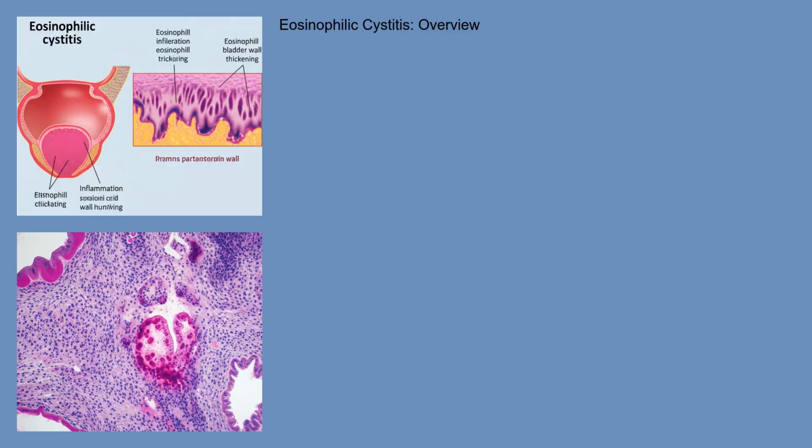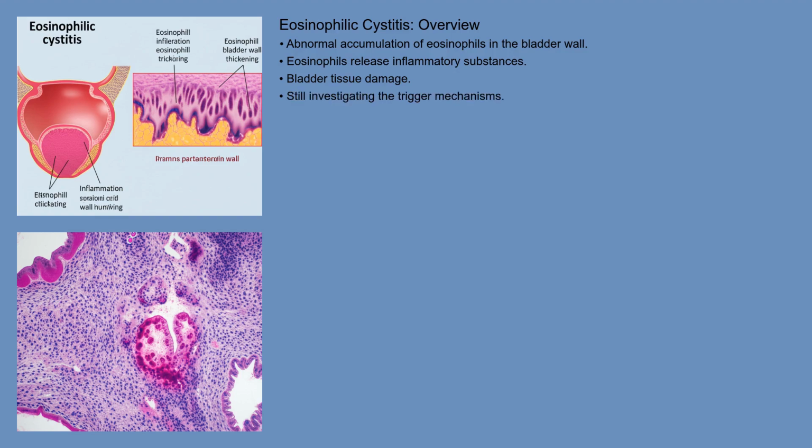Eosinophilic cystitis is characterized by an abnormal accumulation of eosinophils, a type of white blood cell, in the bladder wall. These eosinophils release inflammatory substances that damage the bladder tissue. This inflammation leads to thickening of the bladder wall, decreased bladder capacity, and various urinary symptoms. The specific mechanisms that trigger this eosinophilic infiltration are still being investigated.